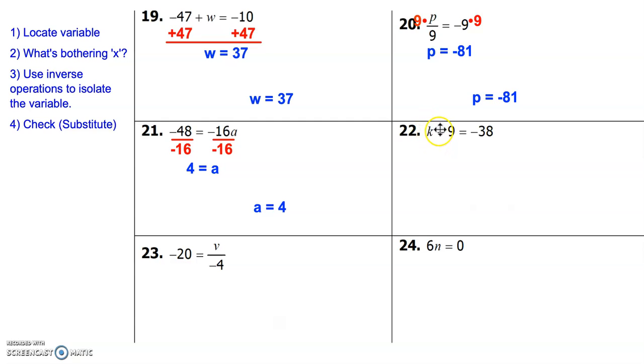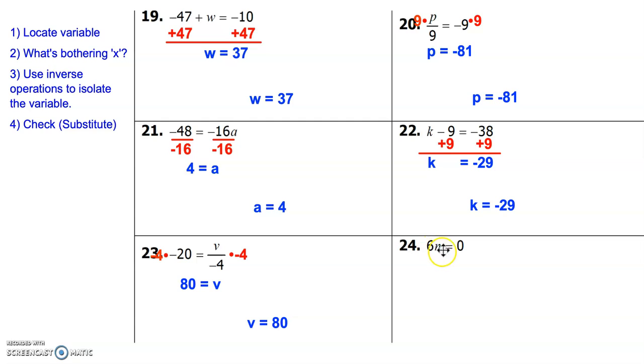The k here is bothered by that negative 9, or subtraction by 9. So how do we undo subtraction? We add. So when I add 9 to both sides, I get negative 38 plus 9, which is negative 29. Next, we have negative 20 is equal to b divided by negative 4. How do you undo division? You have to multiply. So negative times a negative here gives me a positive 80. So v is equal to positive 80.